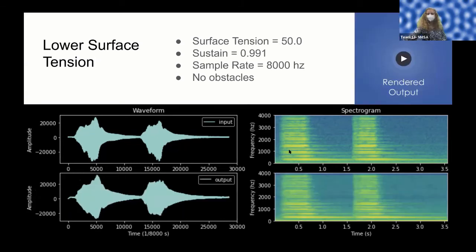So the next one that we did was a lower surface tension. So the second render, we changed the surface tension to create an optimal sound, and we found that as the surface tension decreases, the cutoff in the data for higher frequencies that occurred around 5,000 hertz in the last render rises to include more of the overtone series, as you can see in the spectrogram.